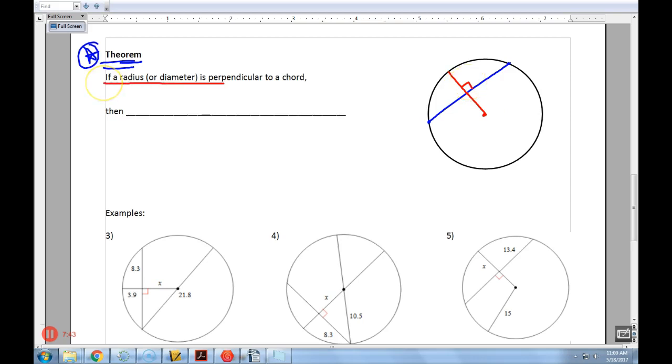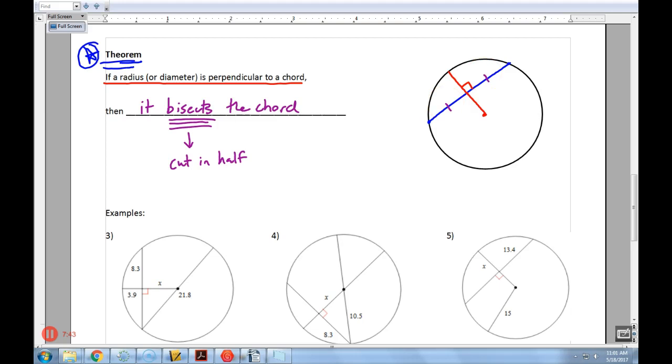So if that happens, if you see that happens, what we can say is then it bisects the chord. And this is tested quite often, so make sure, and remember bisect means cut in half, cut in 2 equal pieces. So since I see that radius is at 90 degrees, I know that this piece has to equal that piece. That's what I can say.